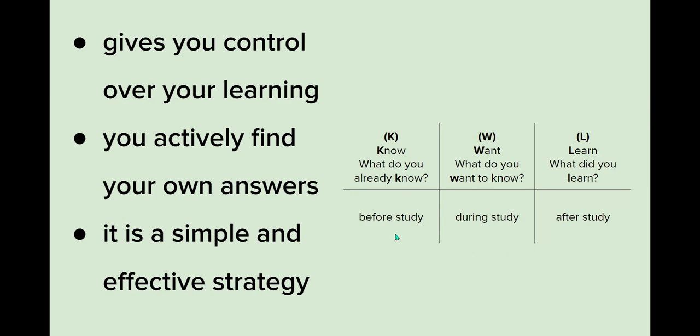So before study, during study, and after study. This technique or skill has 3 stages, and it's going to give you control over your learning. You won't have to wait for your teacher to tell you what to read. You are active and looking for your own answers. And this is something that's very simple and effective. You can do it. You only need a piece of paper and a pen or pencil.